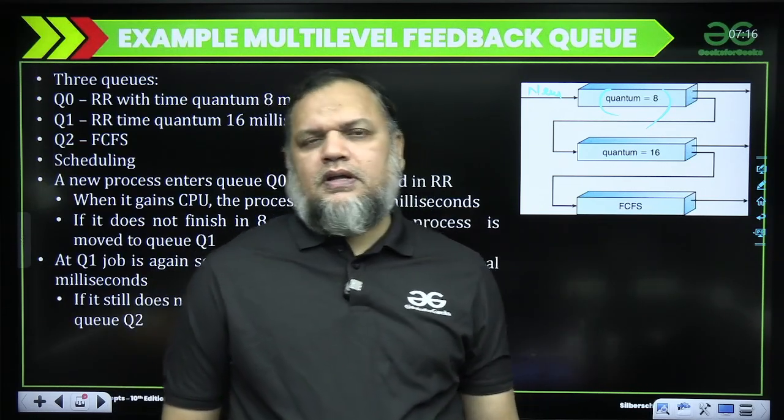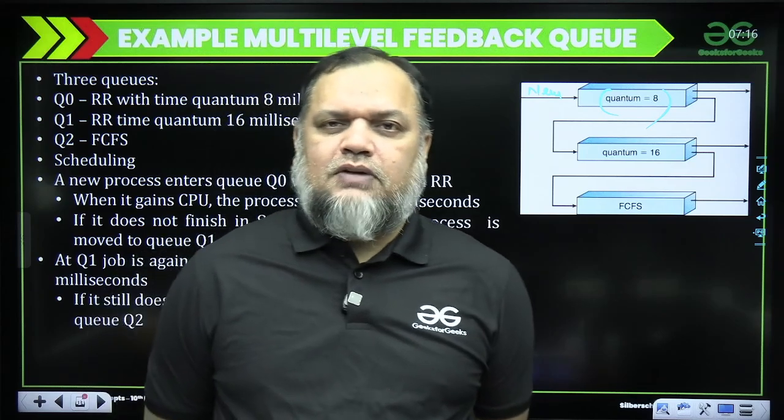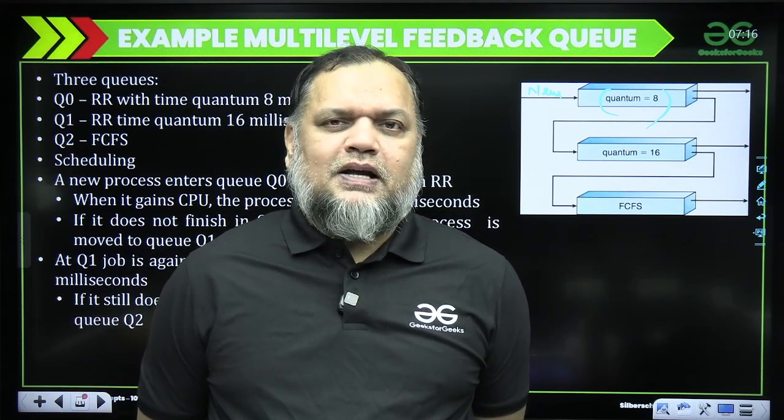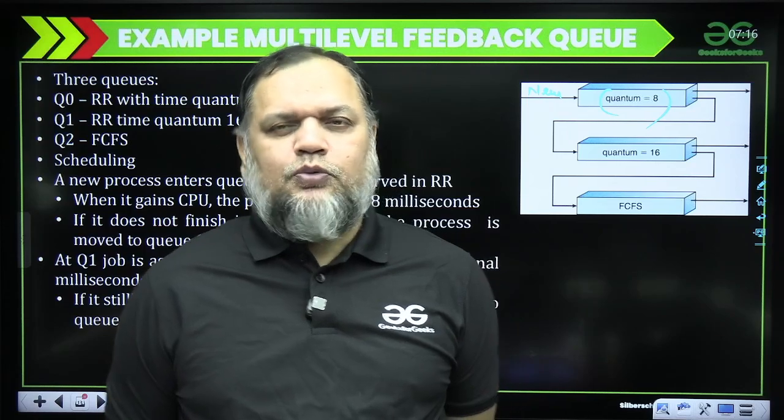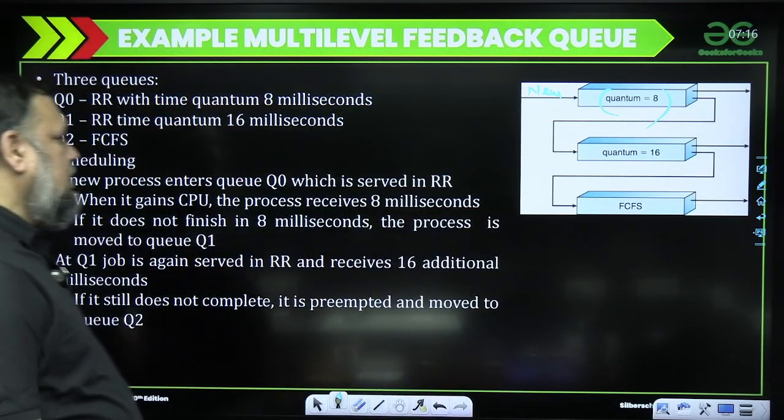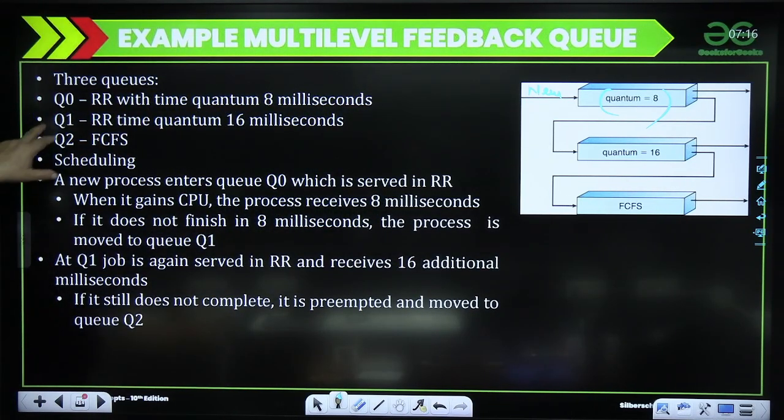So the last level queue in the multi-level feedback mechanism would use FCFS to make sure the completion of the process. So this is the basic ideology of the concept. So let's read the point. Q0 is round robin with a time quantum, and like that.